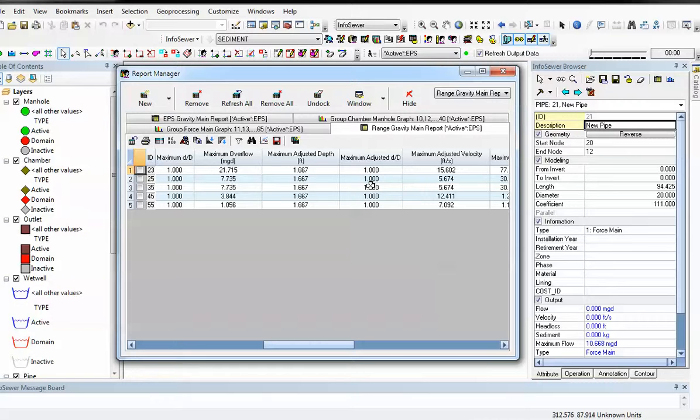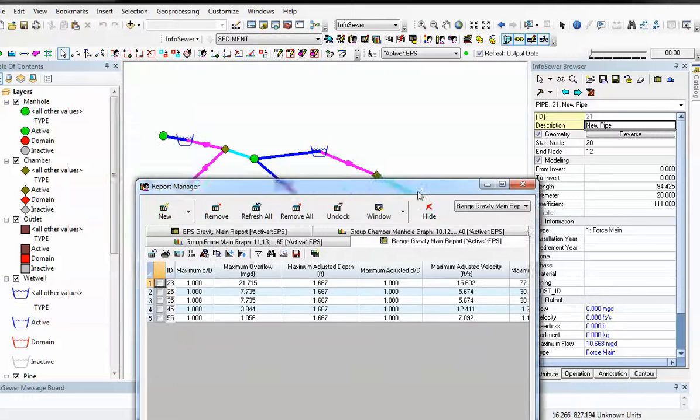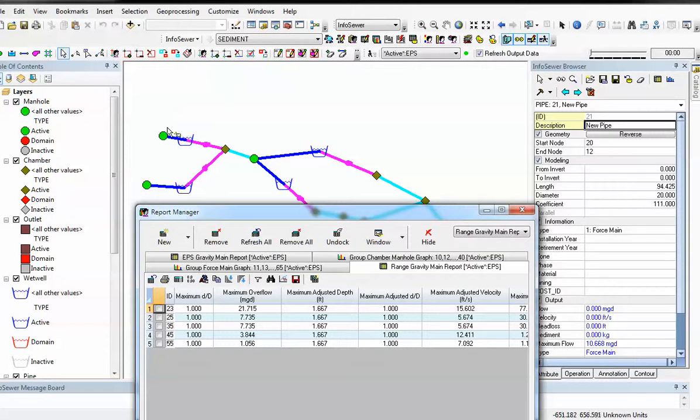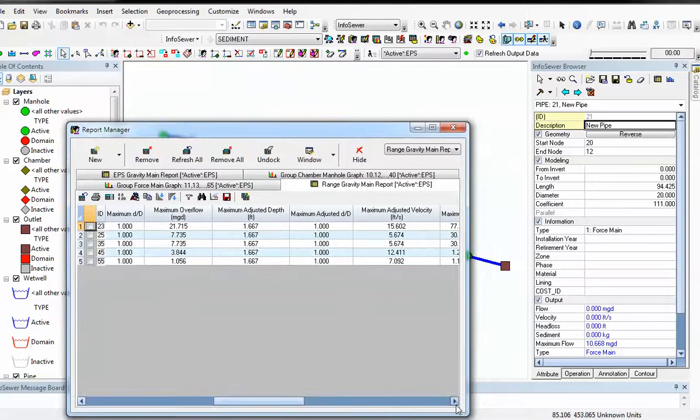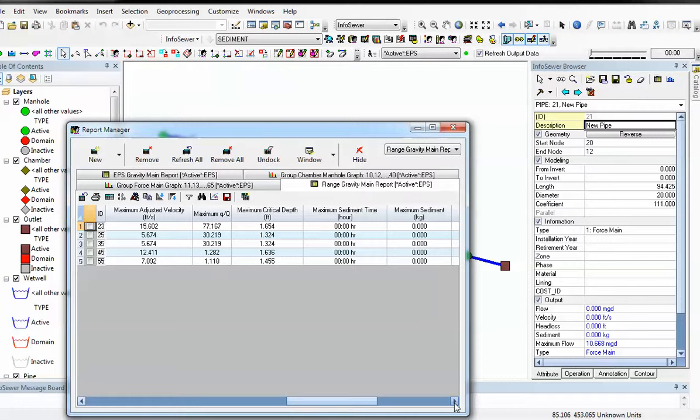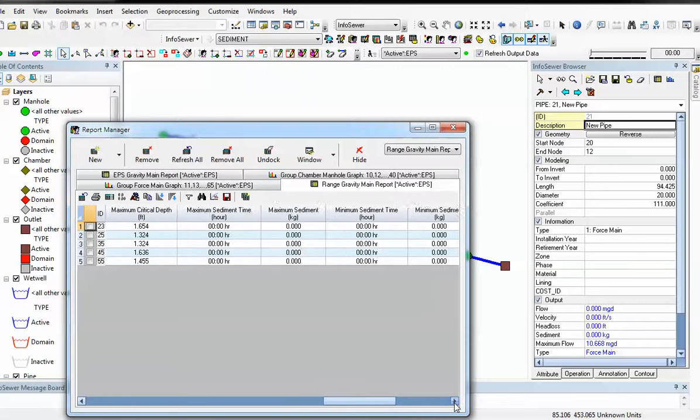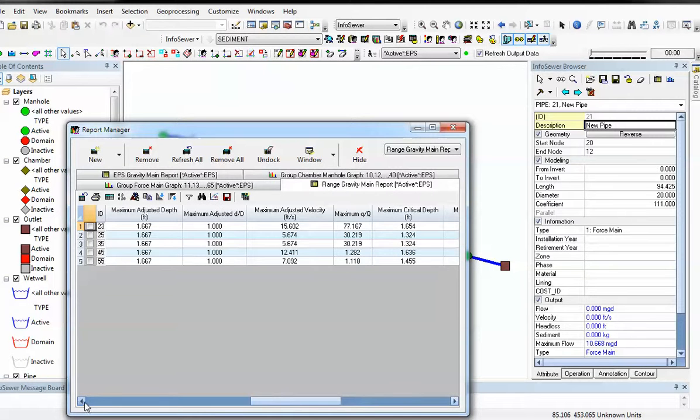Remember from the previous discussion, there's a two-pass solution. The first pass is to put the flow from the loading manholes into the pipes, and that would be the D over D value. The adjusted D over D is when you have backwater or other conditions that are occurring. In this particular case, all the pipes are full, so the D over D and the adjusted D over D are essentially the same, and maximum Q over Q.